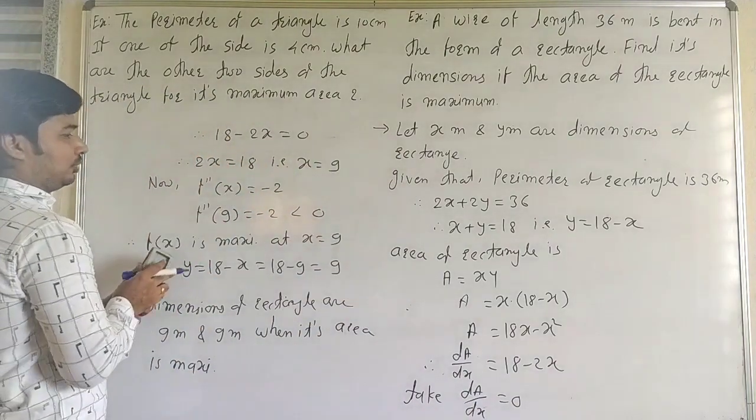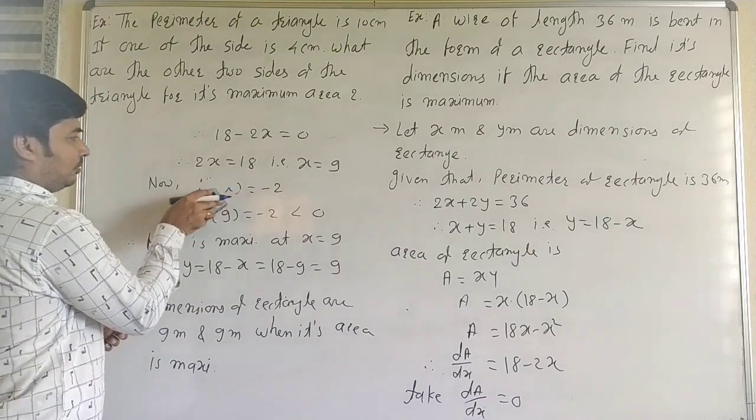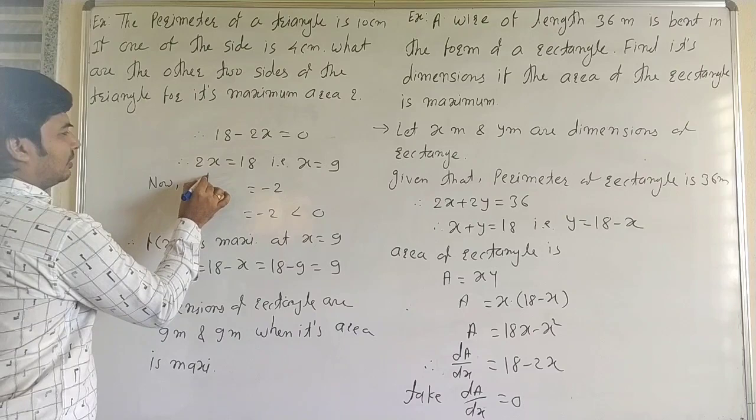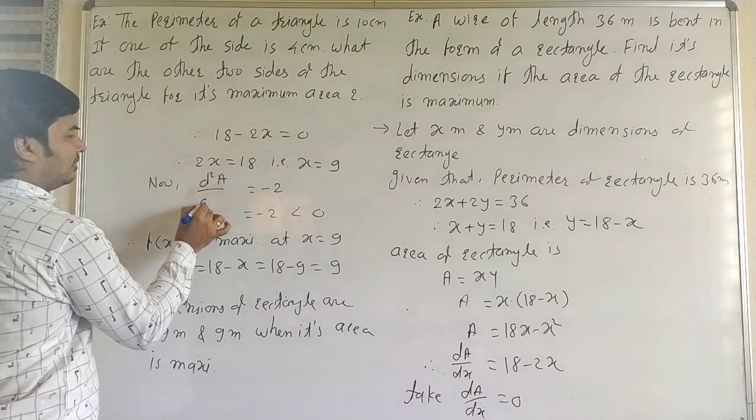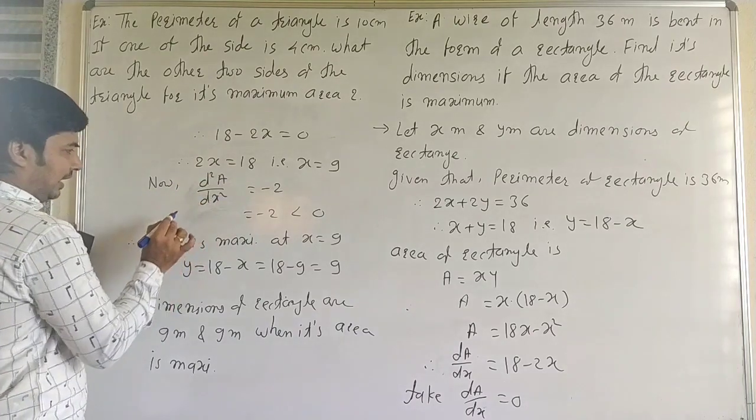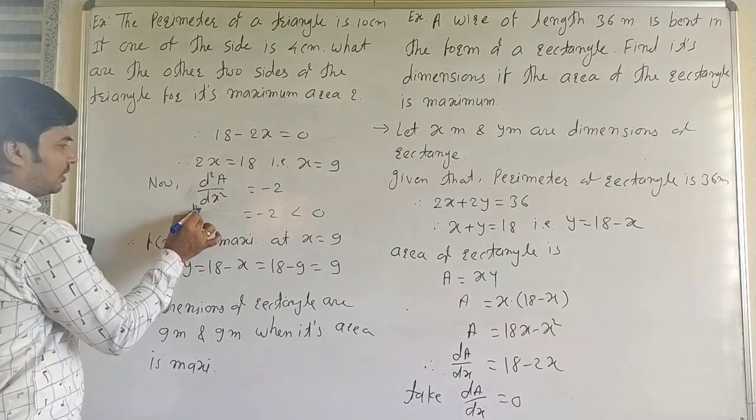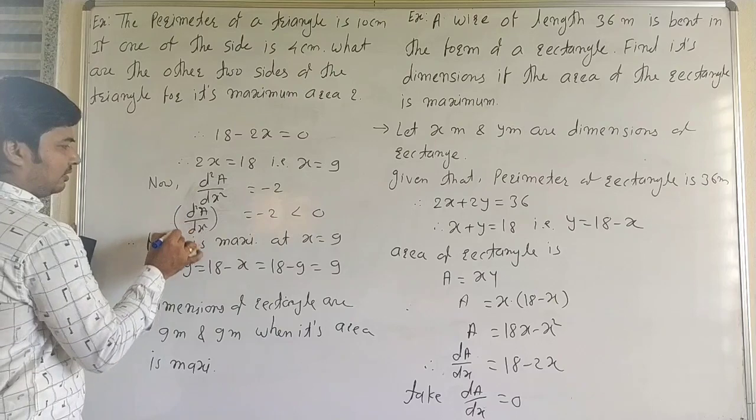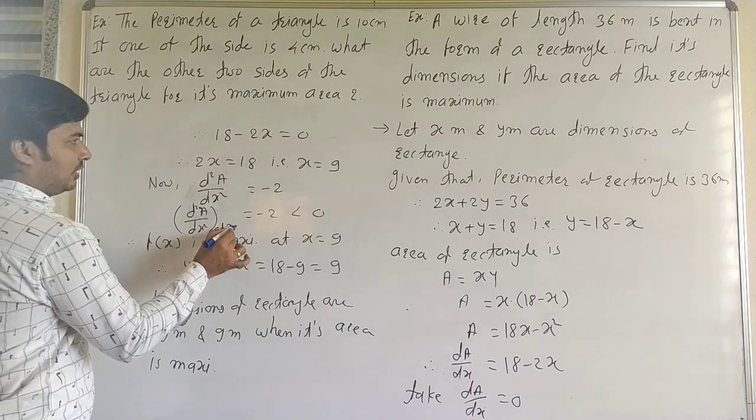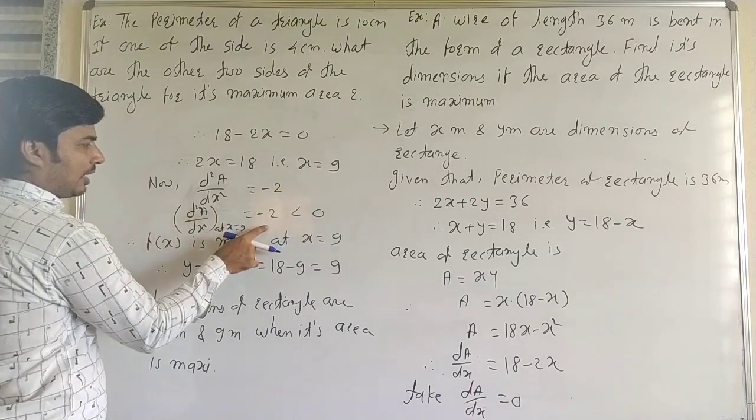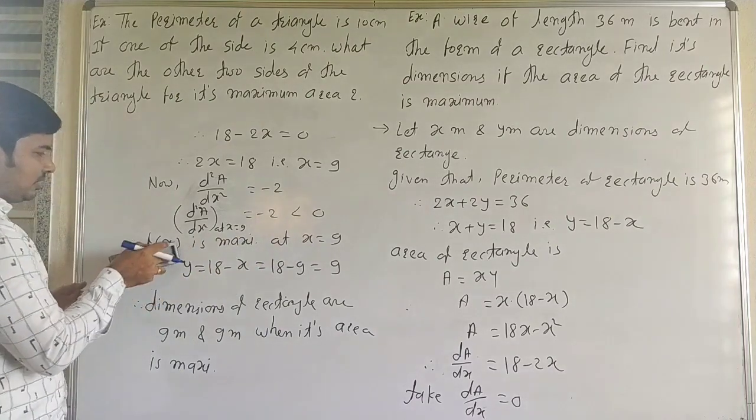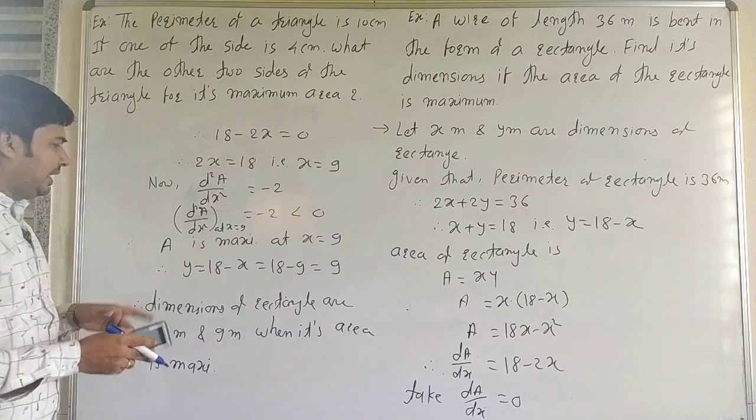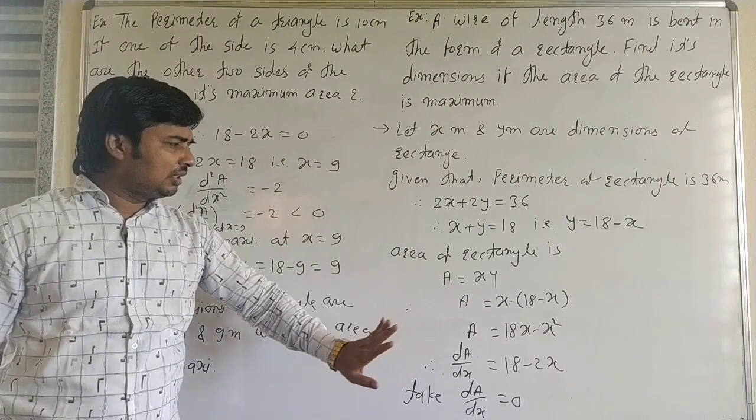Now x is equal to 9, then find again the double derivative. Therefore, it is d2A by dx2. And d2A by dx2 at x is equal to 9 is minus 2, and therefore area is maximum at x is equal to 9. Okay, only the notation changed, nothing else.